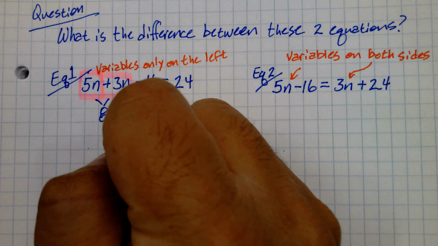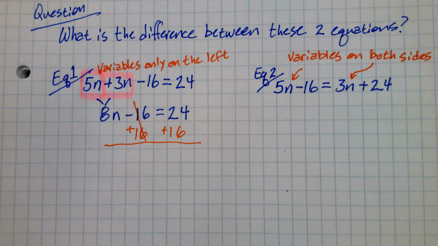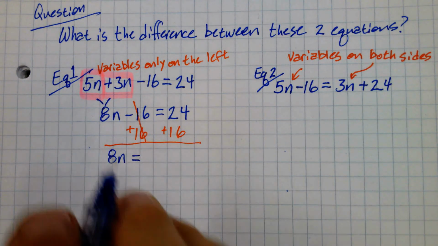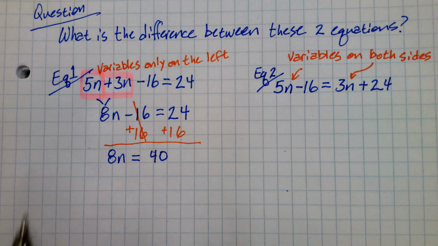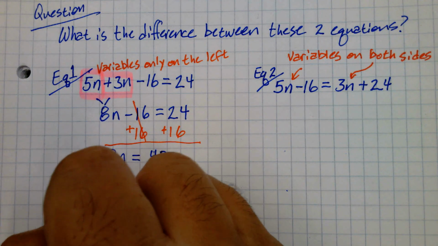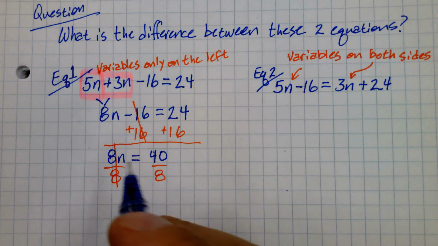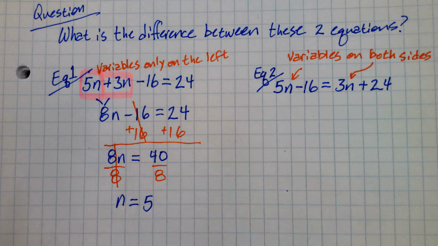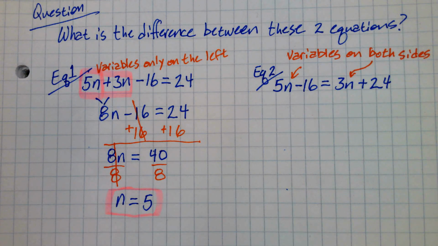Okay, so now let's get rid of the constant. Well, plus 16. Okay, so let's see, 8n equals 40. And let's divide that by 8. And let's see, 40 divided by 8 is our final answer, which is 5. So we got a 5. Okay, so that's what we've already been doing.